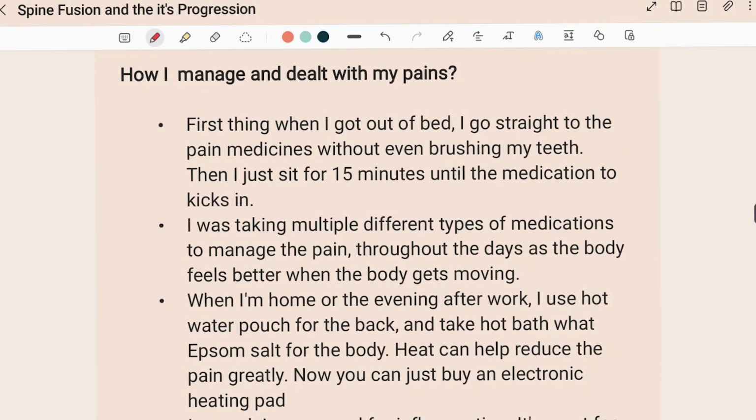So how do I manage these pains in those days? Well, first thing after I get out of bed, with all of my efforts, I go straight to the pain medication department. I have all these pain medicines laid out. I was taking a lot of pretty strong medications like Vicodin, Tylenol with codeine, and all that stuff.